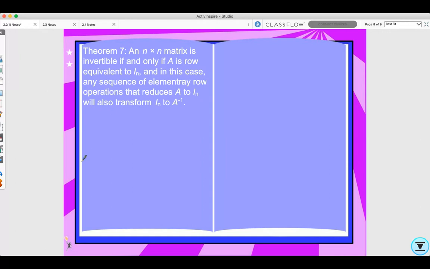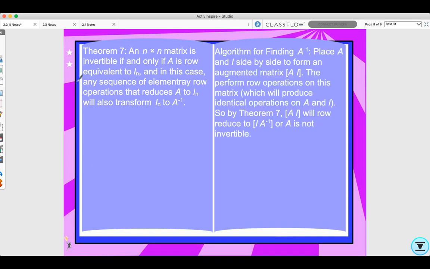Theorem 7. An n by n matrix is invertible if and only if A is row equivalent to the identity matrix. And in this case, any sequence of elementary row operations that reduces A to the identity matrix will also transform the identity matrix to A inverse.